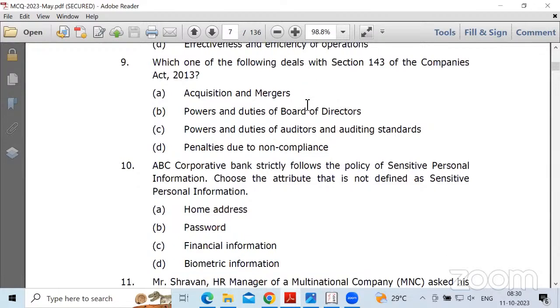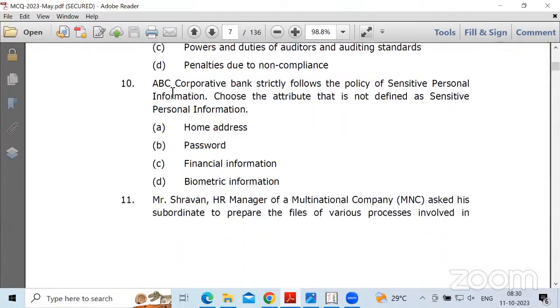Which of the following deals with section 143 of the Companies Act? Acquisition, merger, powers and duties of board of directors, powers and duties of auditors, and penalties due to non-compliance. So it is powers and duties of auditors and auditing standards.